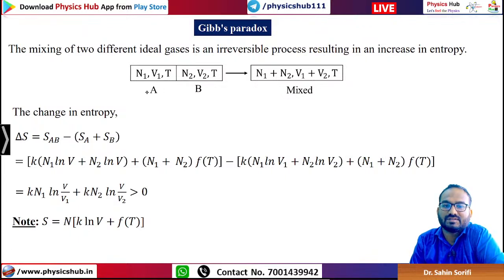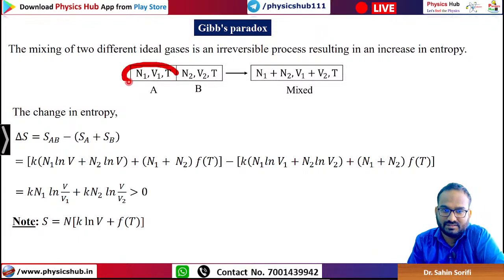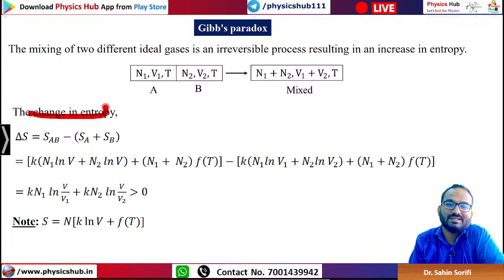For the first ideal gas, the specifications are, let's say, there are n1 number of particles having volume V1 maintained at temperature T. Ideal gas B has n2 number of particles maintained at volume V2 and temperature T. Now when they are mixed, there will be a total of n1 plus n2 particles, V1 plus V2 amount of volume, and a common temperature T. So what is the change in entropy? Delta S is equal to the entropy of the mixture minus the entropy of the individual A and B.